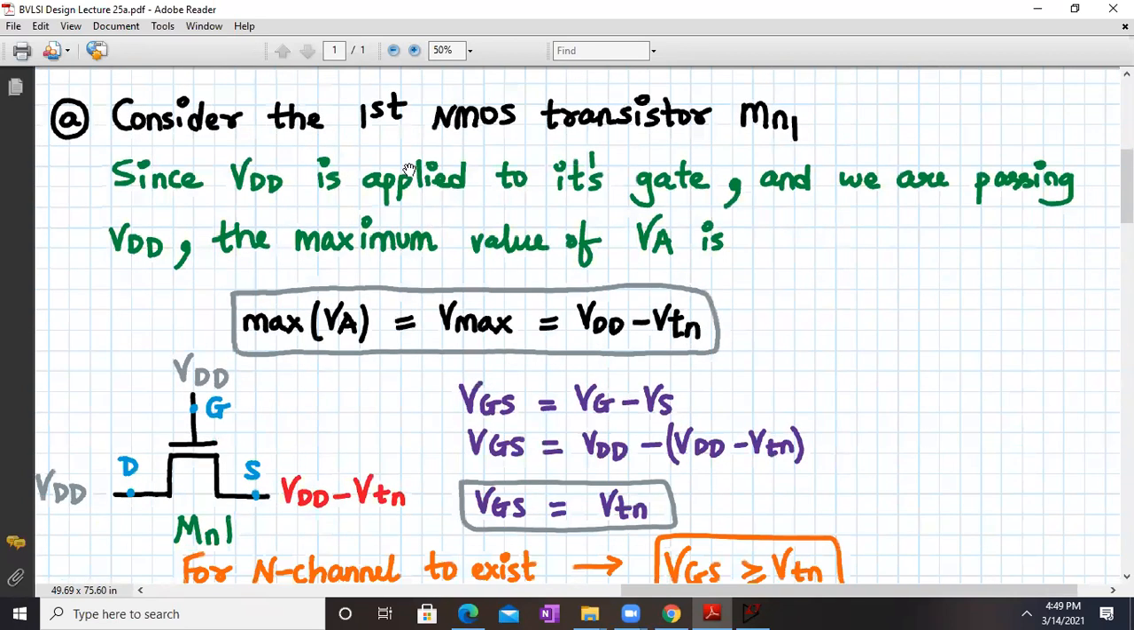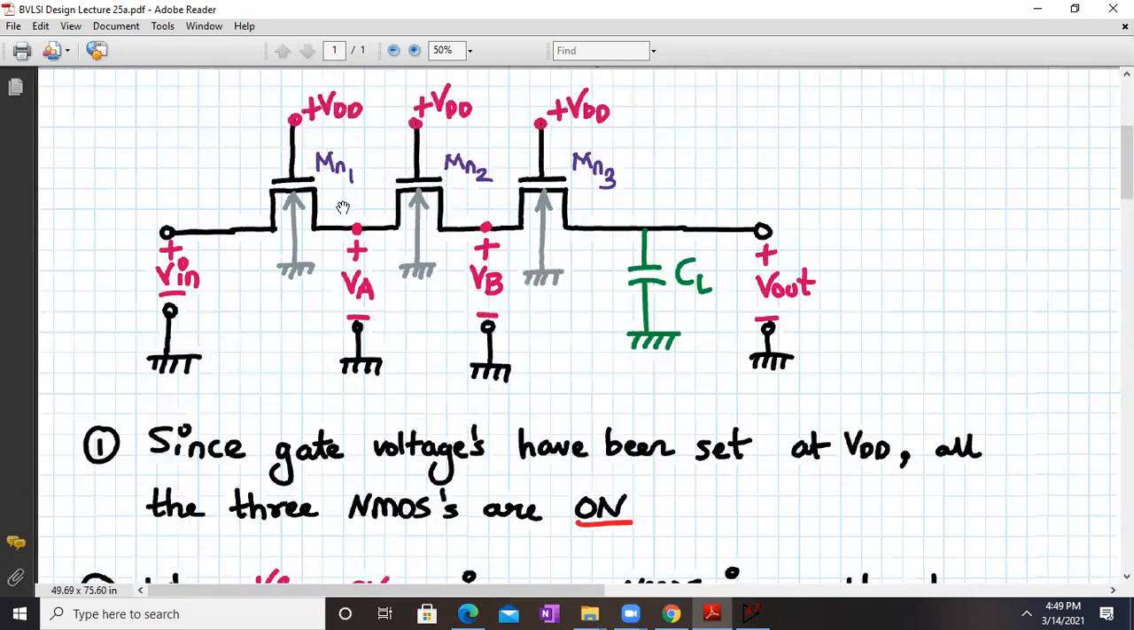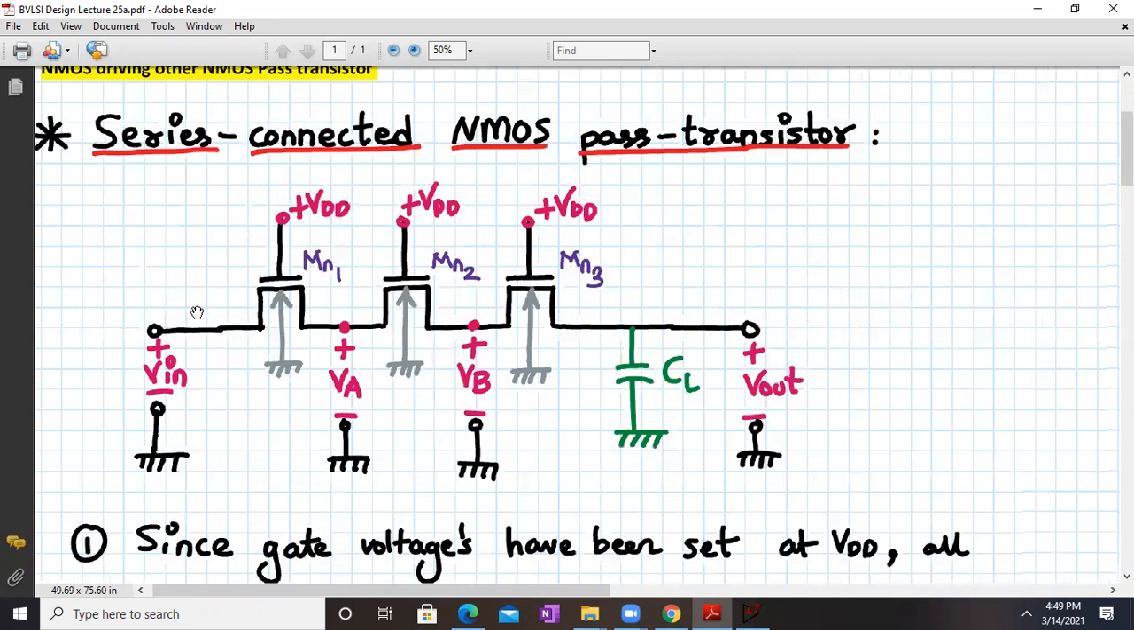So let us consider the first transistor. This is my first transistor. Over here, we have the drain. In this transistor, how do we identify which is the drain? Whichever is at higher potential becomes the drain. Since at Vin we are applying VDD, that becomes the drain. This is the drain, this is the gate, and this is the source.